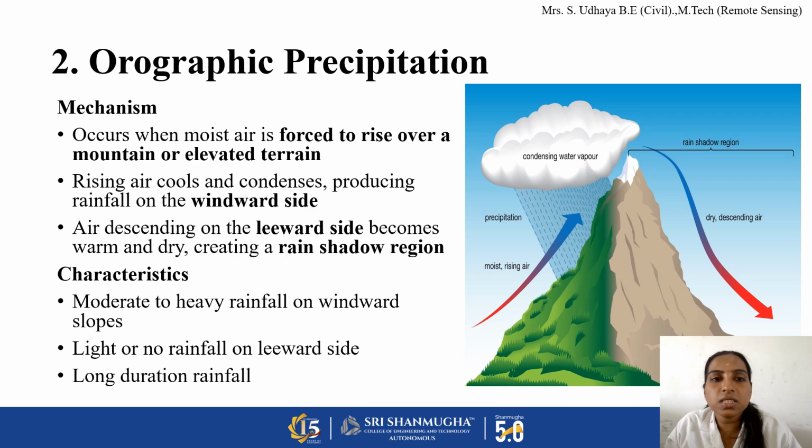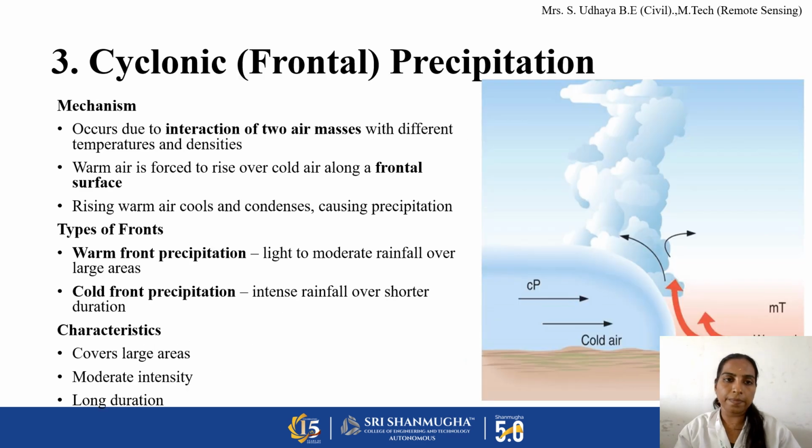The main characteristics of orographic precipitation are moderate to heavy rainfall on the windward side. The other side is almost dry and has only light or no rainfall. It is long duration rainfall and rainfall occurs most often.